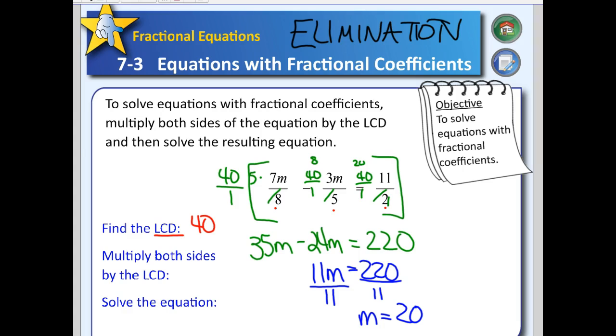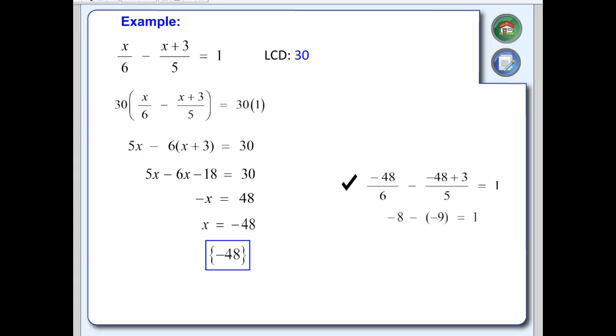Now, the next slide, I basically showed all the work for one problem. So let's look up here, and here's my example. We've got x over 6 minus x plus 3 over 5 equals 1. So again, when I look there, what's my LCD? Well, if I have 6 and 5 as my denominators, my LCD has to be 30. So I multiply each fraction by 30. And something should cancel out every time. If you get a fraction when you're multiplying by the LCD, you did something wrong.